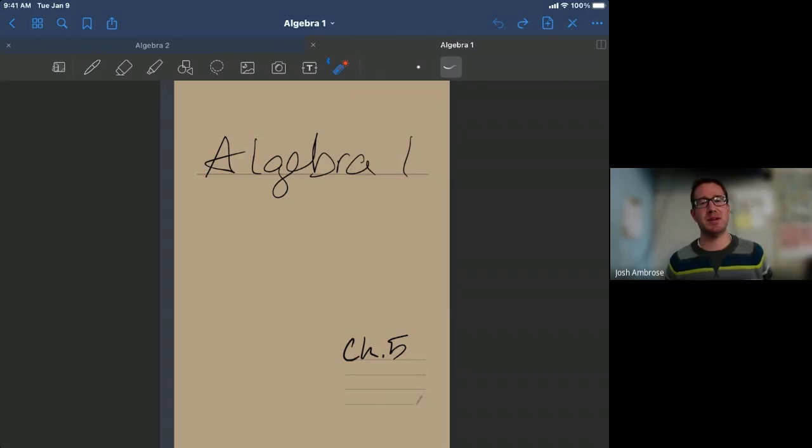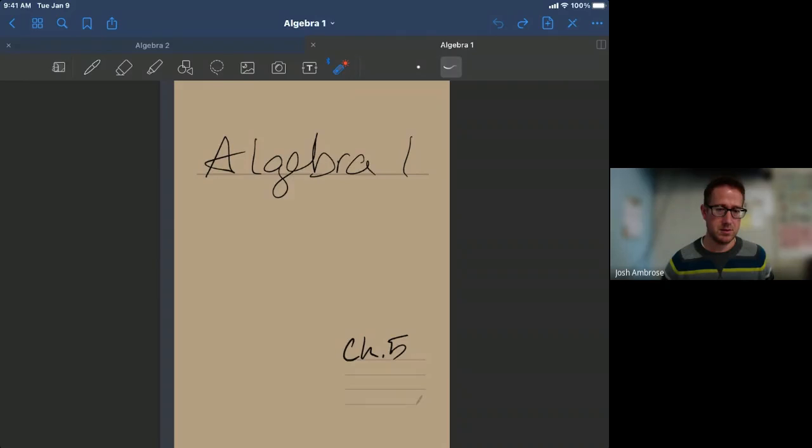All right, guys, so we are officially starting Chapter 5. We are jumping back into it. We're coming back from our Thanksgiving break, and I'm excited to jump into a new chapter. All right, let's do this. As you can see, we're starting Chapter 5.